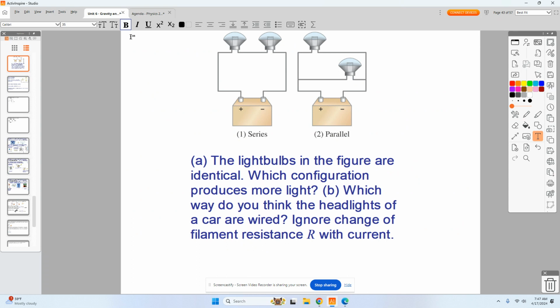I'm going to ask you to turn and talk to the person that you're sitting next to, and then I'm going to ask for someone to just tell us, what are you talking about there? So try it, turn really quick, talk with that person that you're sitting next to. Which one produces more light?